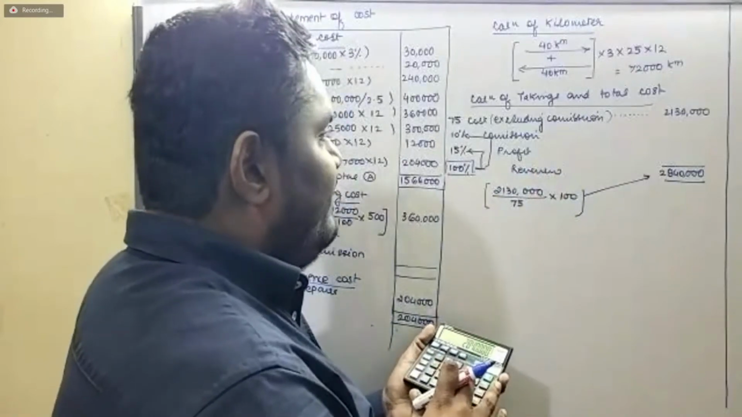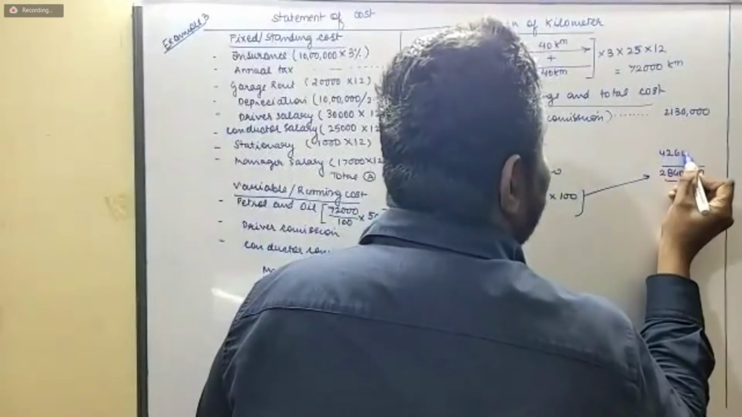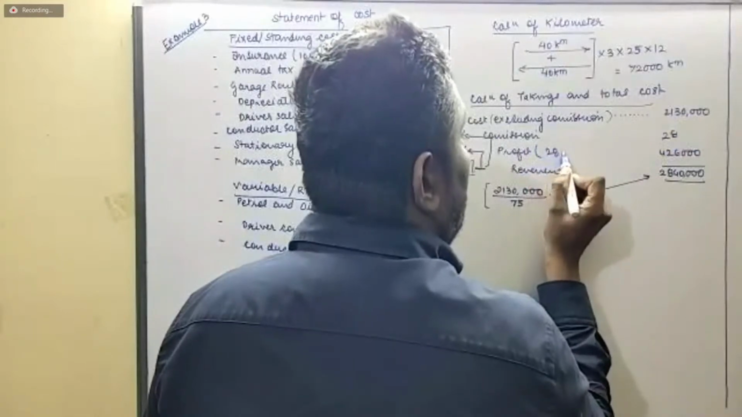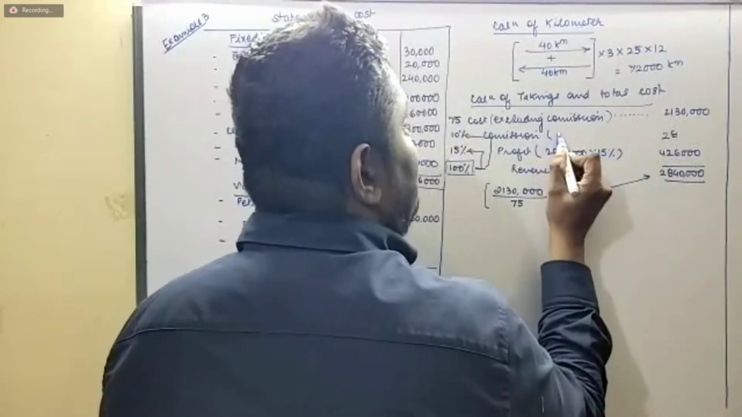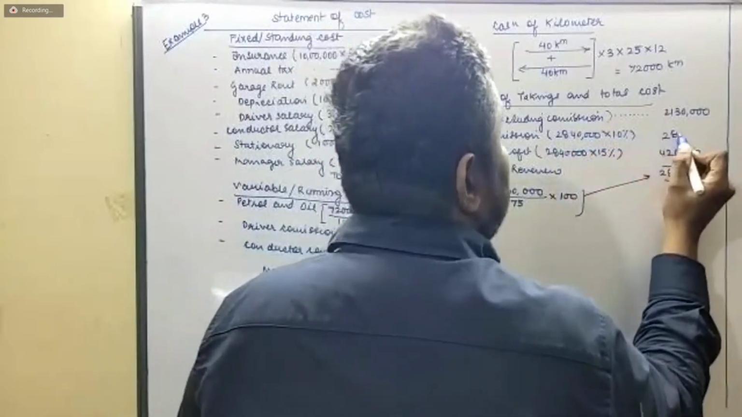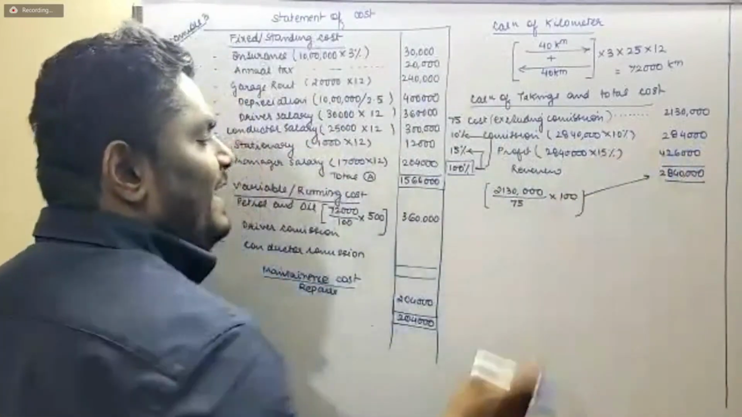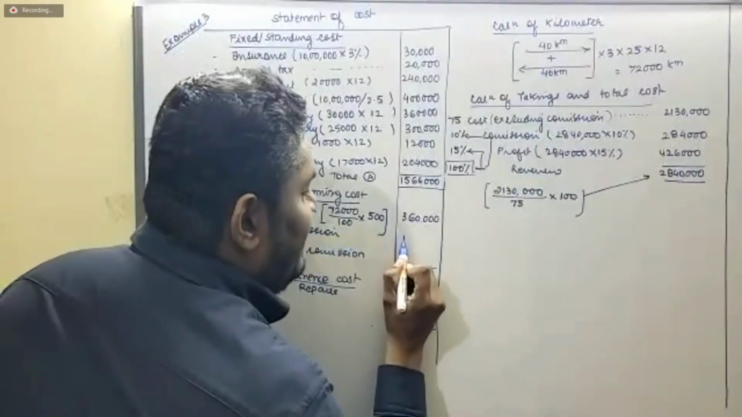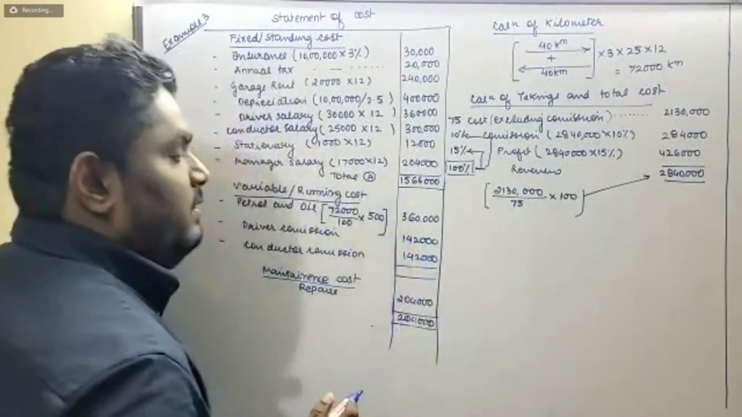28,40,000 is the revenue. Of this 15% is the profit. So my profit will be 4,26,000. My commission will be 10% of the total revenue. That is 2,84,000. This 2,84,000 is to be shared equally by driver and the conductor. So the commission will be 1,42,000 for the driver, 1,42,000 for the conductor.